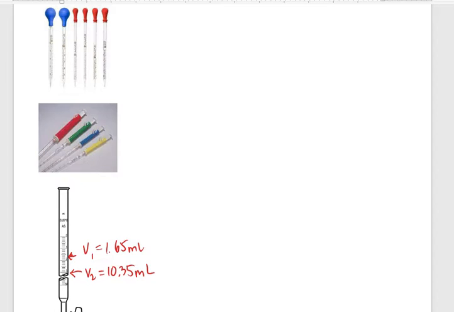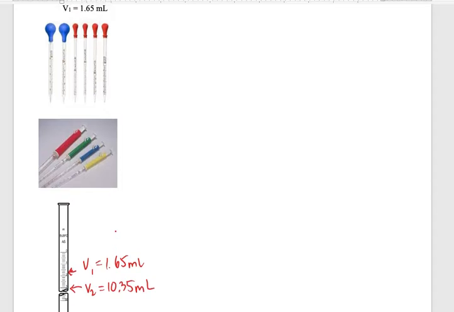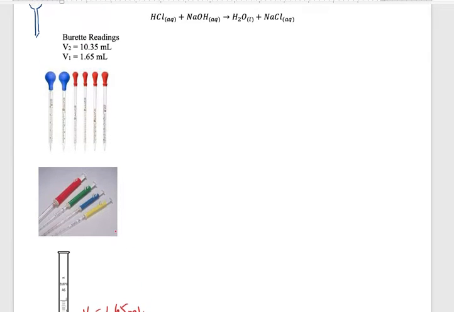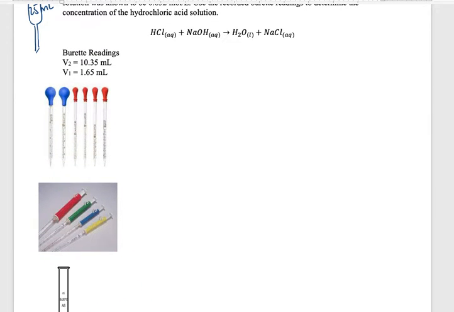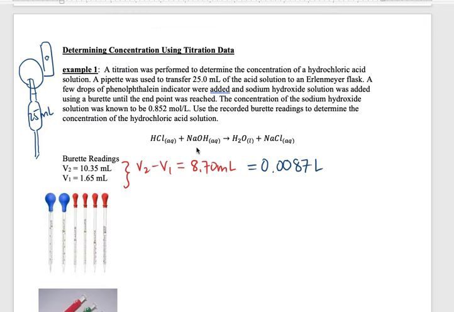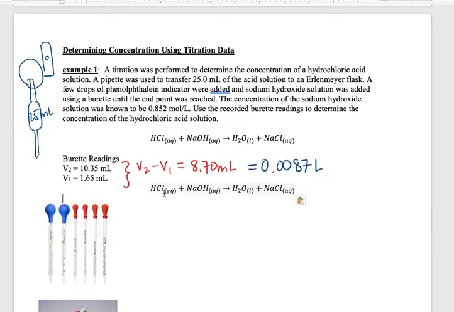If you're wondering, okay, why do you start with a lower volume and then have a higher volume for your final measurement? It's just because that's the level. It went down. Now, when you find the difference, you'll be able to figure out how much of the base was added. So let's do that now. The difference, and we found now that we used this much of the base. Okay, so let's put all of our known information together.